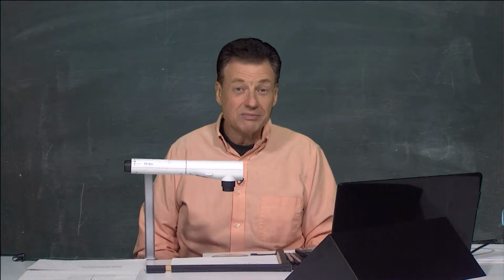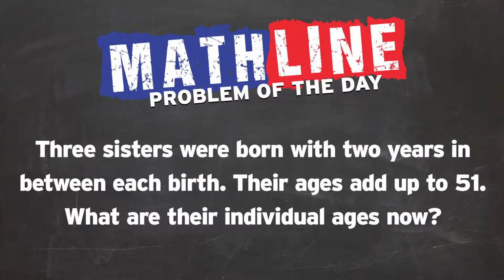We have a problem of the day. This one's a little wordy. Oh, it's a word problem, of course. Three sisters were born with 2 years in between each birth. Pretty spontaneous sounding there, about every 2 years. That's important. Their ages add up to 51. What are their individual ages now?